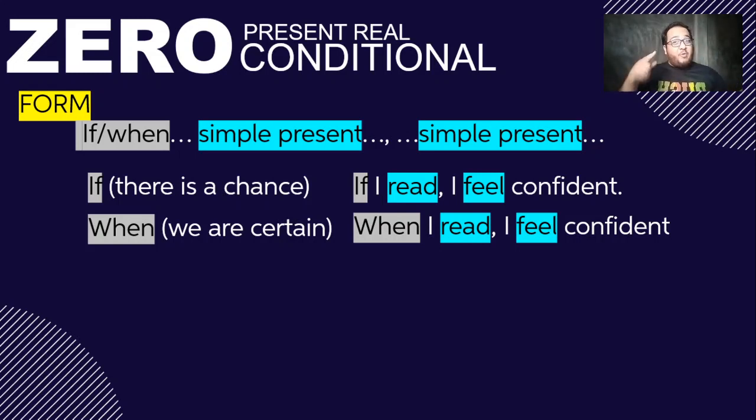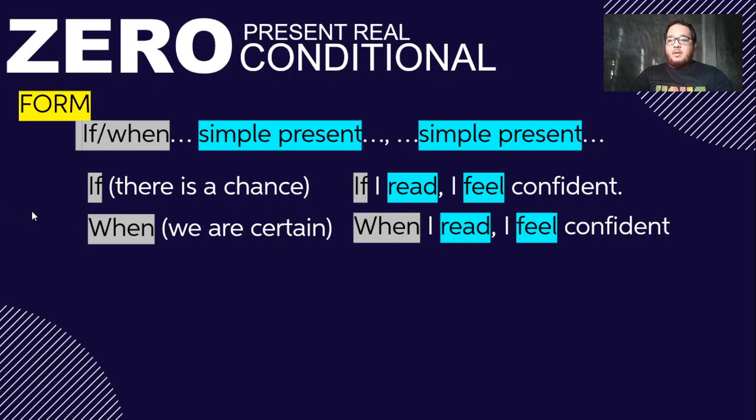Okay? Do you have questions on that? You use if when there's a chance that you will be doing that something or that event or that condition. And you make use of when you are very certain, 100% sure that you are doing that. Okay? Let's have this example.